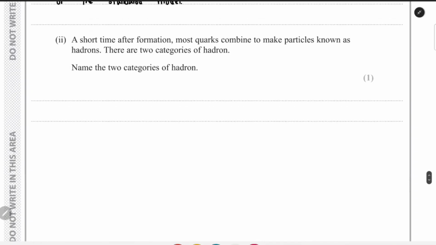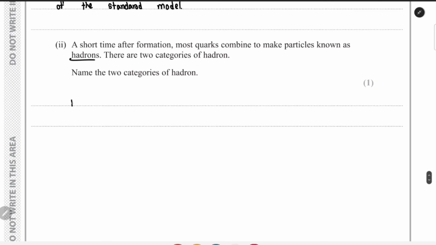Now for part 2, we have a question. We are told that a short time after formation, most quarks combine to make particles known as hadrons. We have two categories of hadron, and we have to name them. The two categories of hadrons we know are mesons, where we have one quark and another antiquark, and baryons, where we have three quarks together. So a proton is a baryon, for example, and a neutron is another baryon.